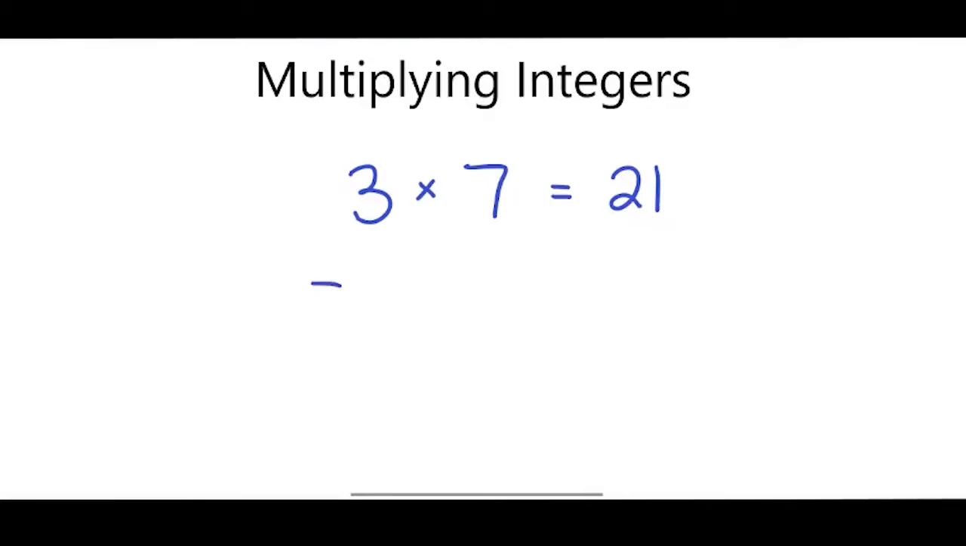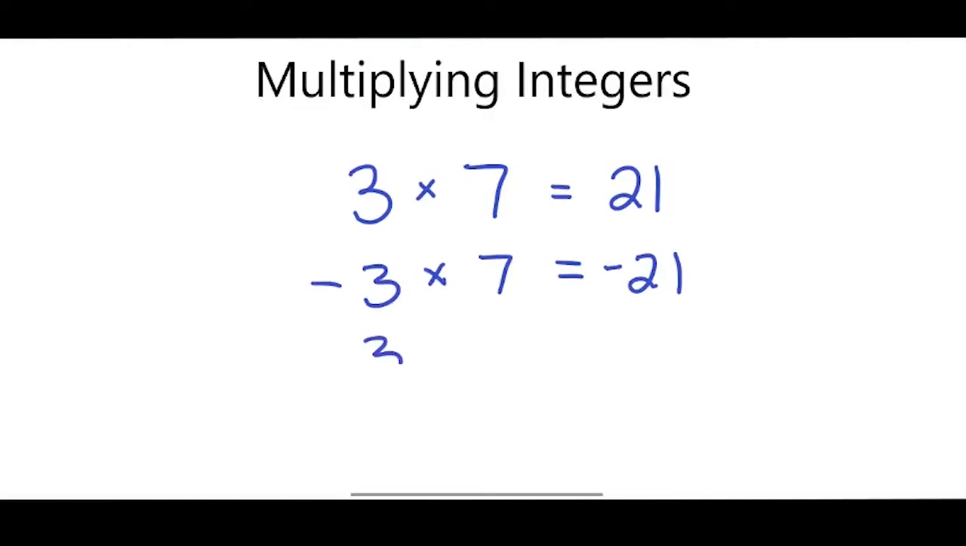But let's say I have negative 3 times 7. Well, if I have a negative and I'm multiplying it by a positive number, that's going to give us a negative number. So that leaves me negative 21.